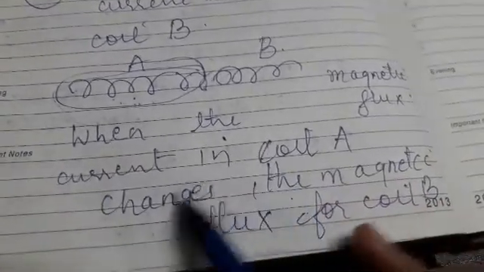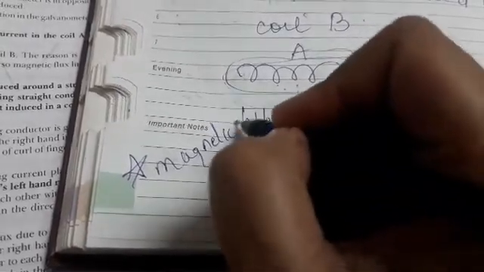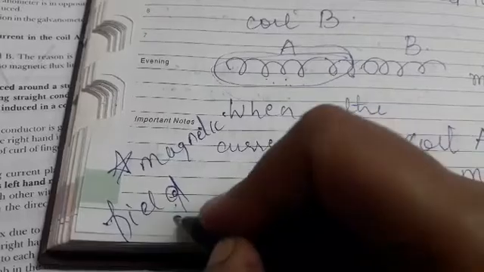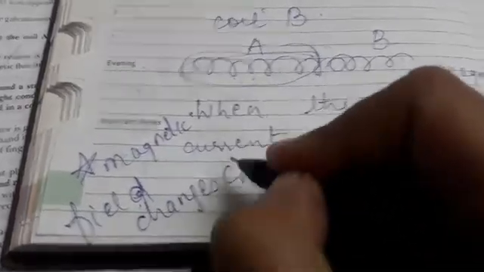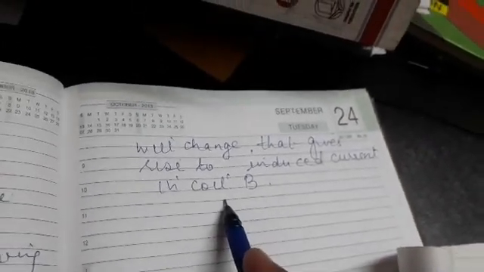Okay, so here you can add one point, that when the current in coil A changes, I'll put a star and write, the magnetic field changes. Hence, the magnetic flux for coil B will also change, and that will give rise to the induced current in coil B.